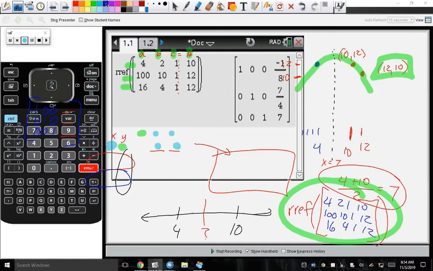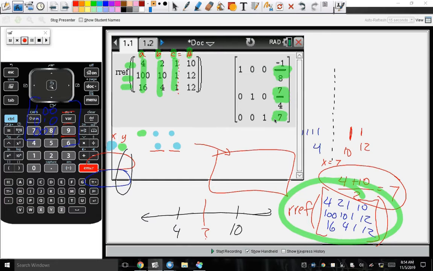And you see my answers here. Because A was first, B was second, and C was third, my answers will spit out as A, B, and C. So we'll say A is equal to -1/8, B is 7/4, and C is 7. Any questions right now?